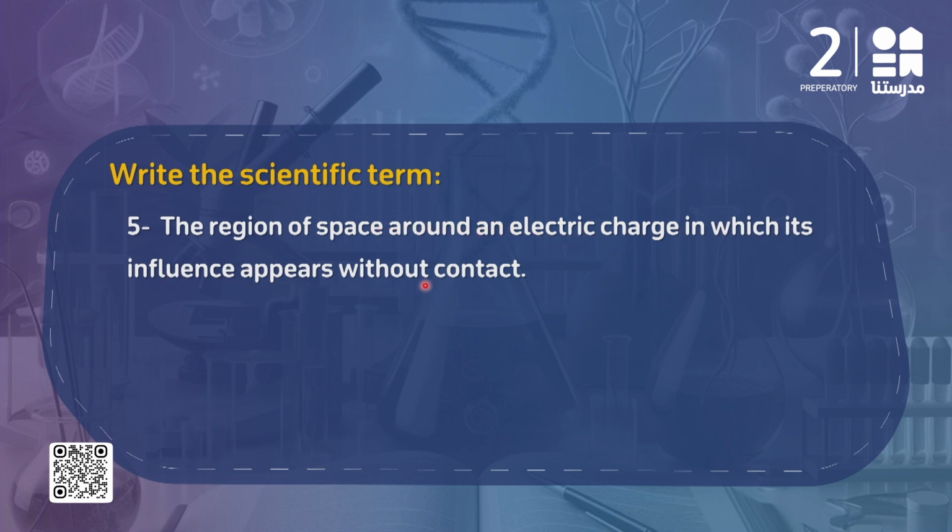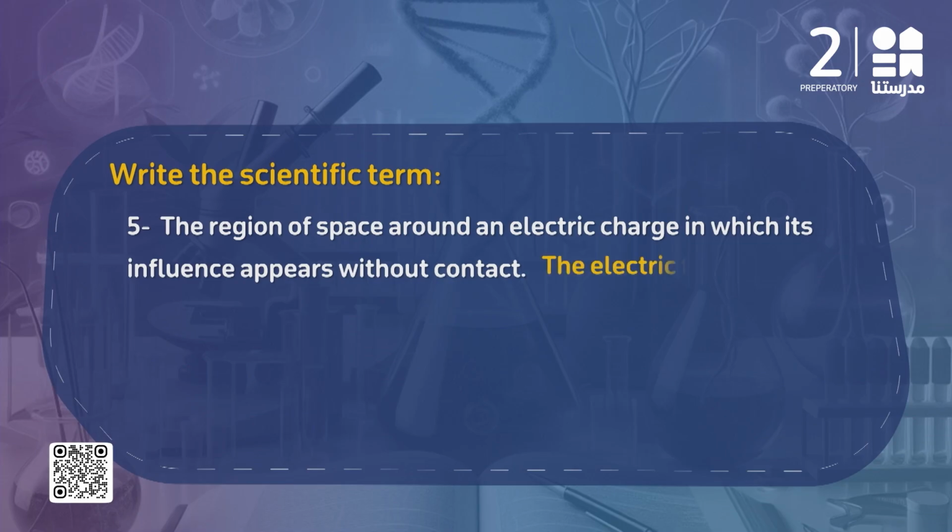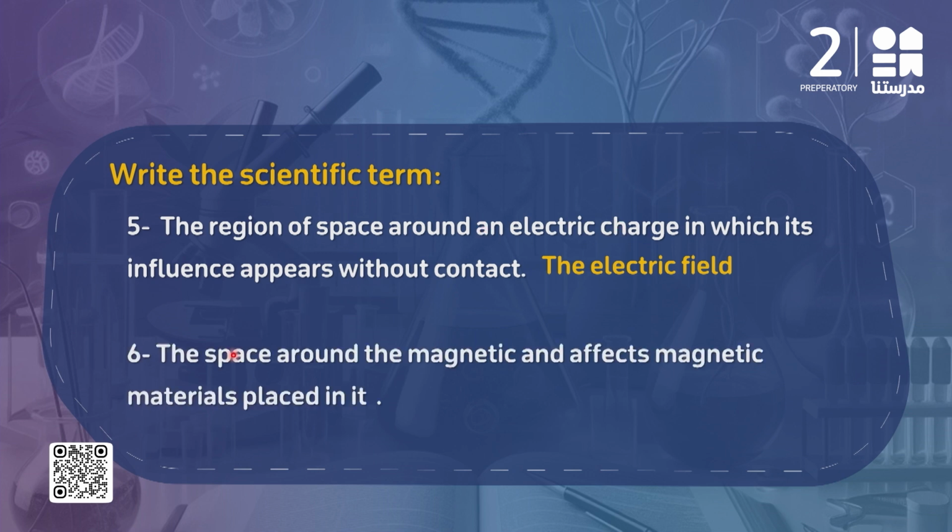in which its influence appears without contact. وزي ما افتكرنا إنه area around the magnet in which the magnetic force appears and acts on any magnetic material بنسميها the magnetic field. Because here you are asked about the electric charge, not the magnetic charge. Question number 6, the space around the magnet that affects magnetic materials placed in it. This is the magnetic field.